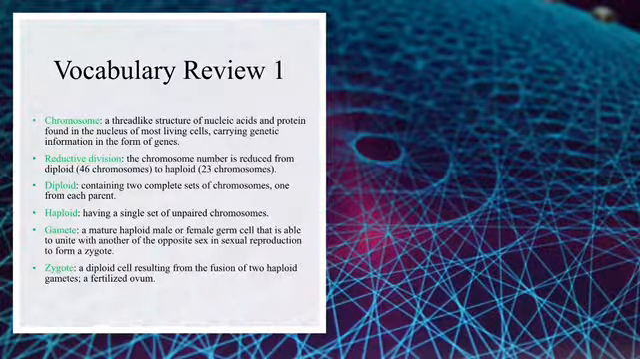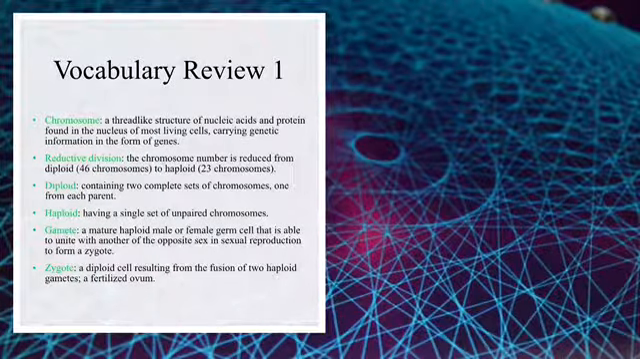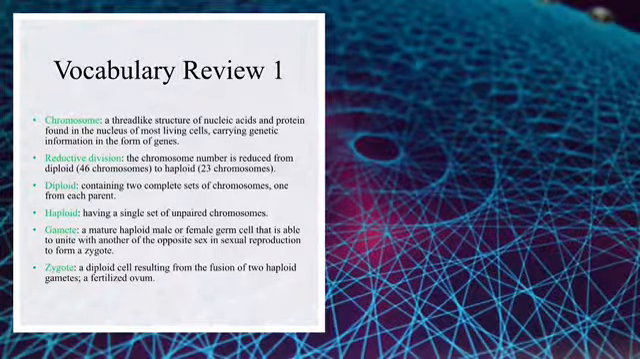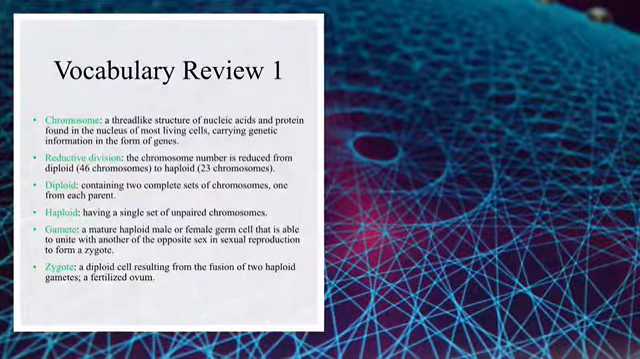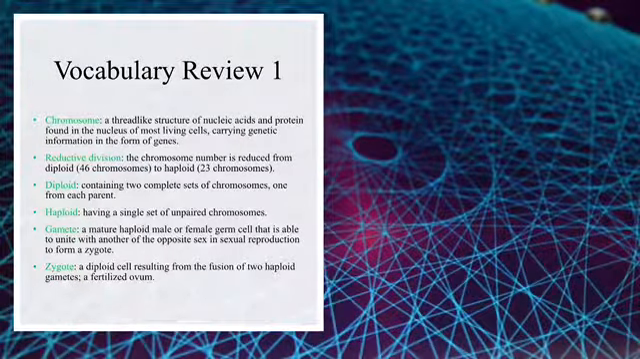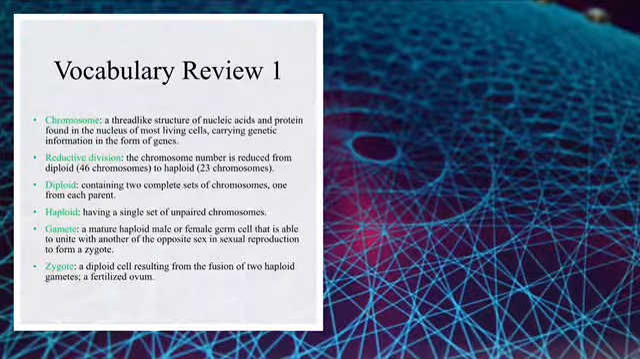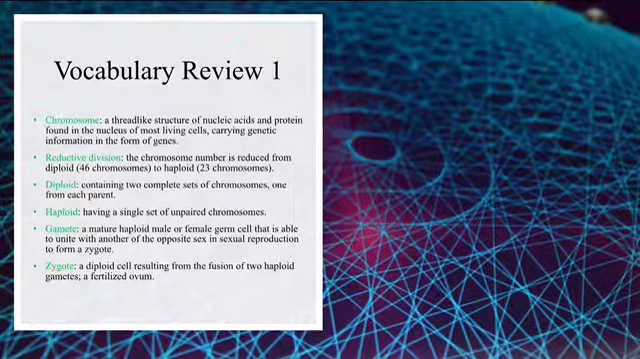Then you have gamete, which is a mature form of a haploid cell, which can be given from the male as a sperm or the female as an egg. And then you have zygote, which is when those haploid cells fuse to create a diploid cell.